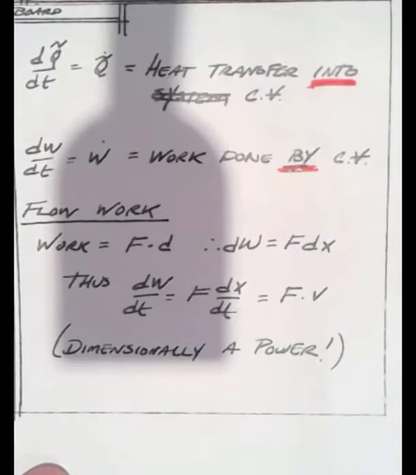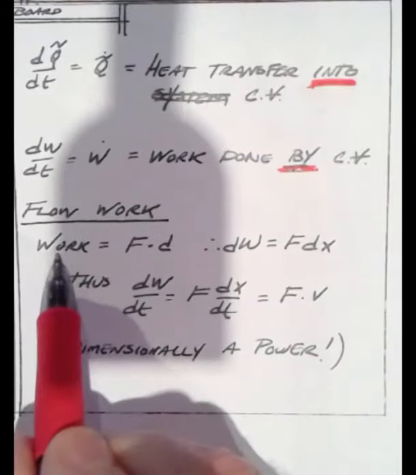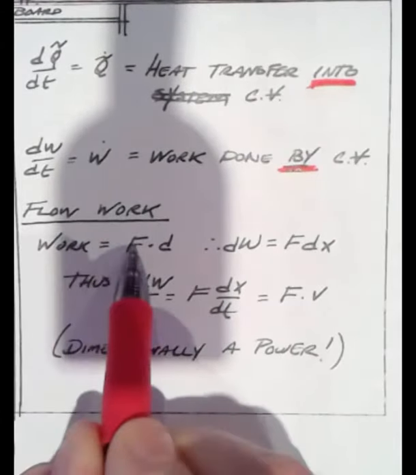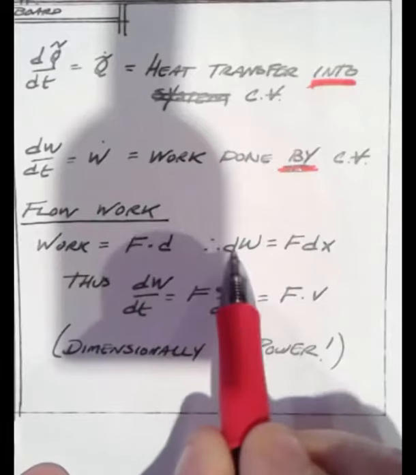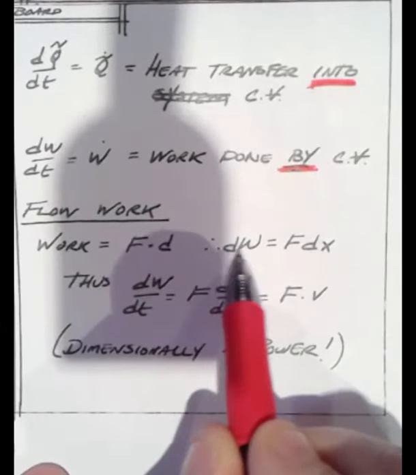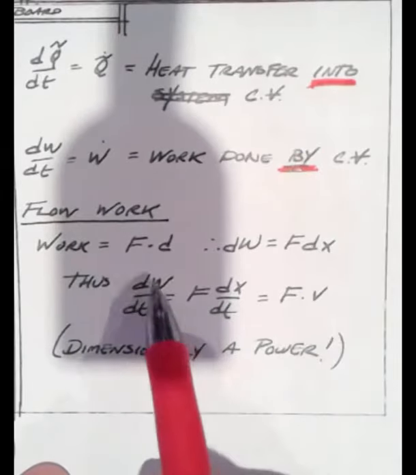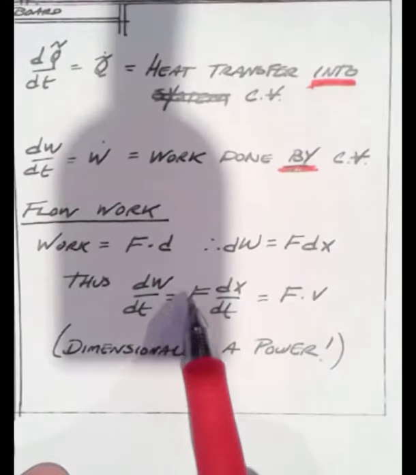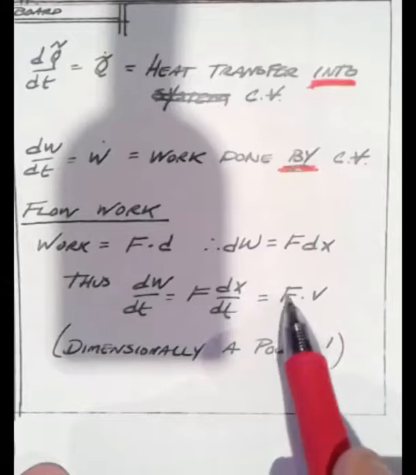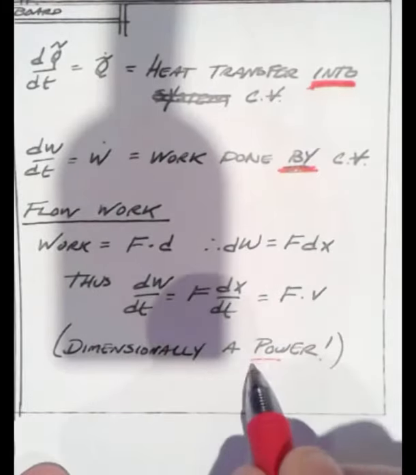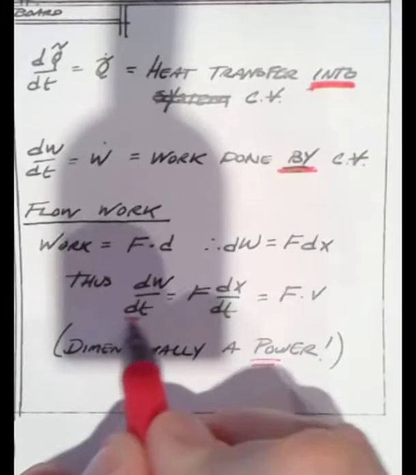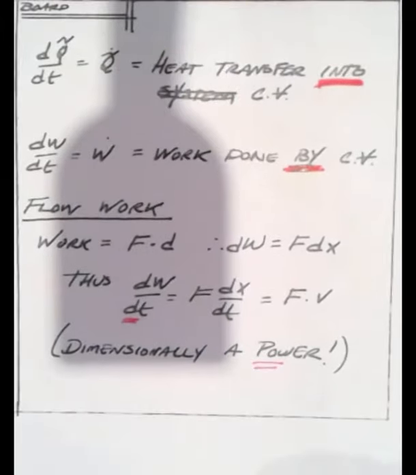Okay, there's a couple kinds of work to consider. One is flow work. If you recall, work is force times distance. So dW, the differential work, is force times dx. Thus, dW/dt is equal to force times dx/dt, which is force times velocity. Dimensionally, it's a power, which makes sense because this is work per time. Now, flow work is important because that's the kind of work that a lot of our fluid systems perform.